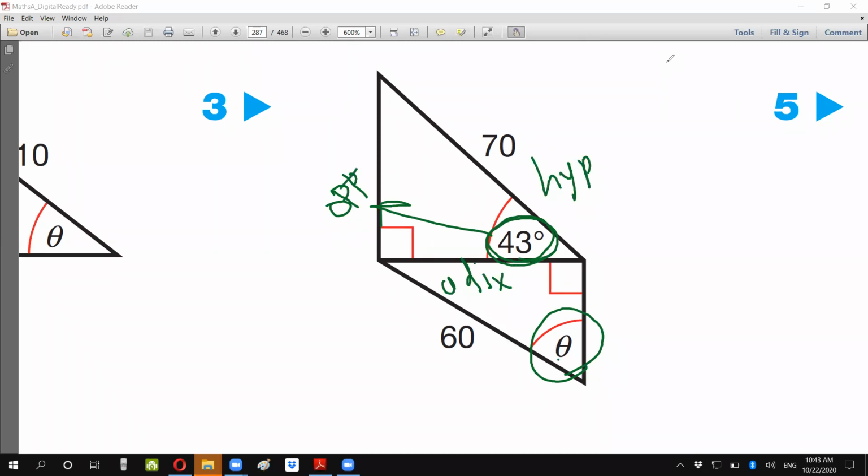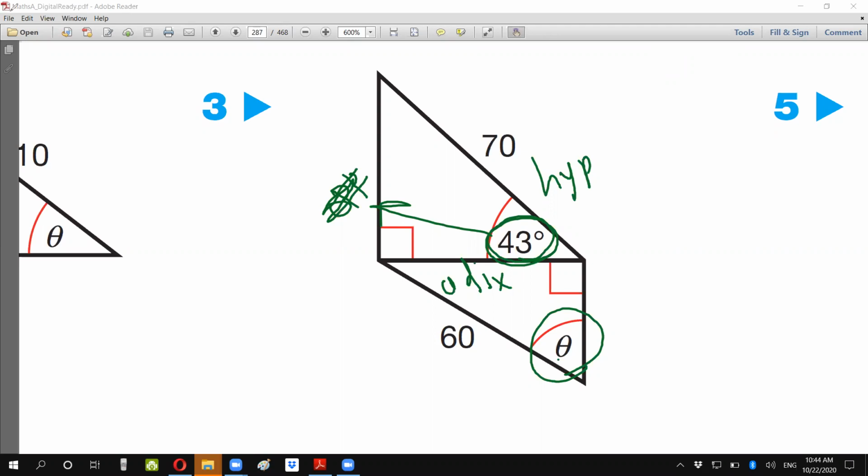I have adjacent. I don't want the opposite. Adjacent and hypotenuse. Which rule will you use? You have 3 rules: sine, cosine, and tan. Which of them will you use?